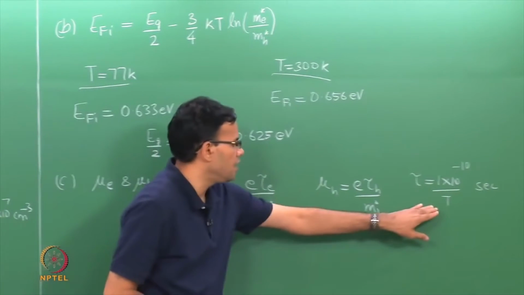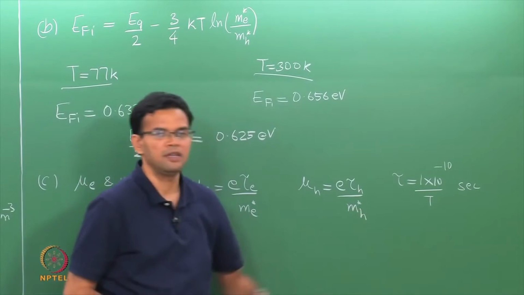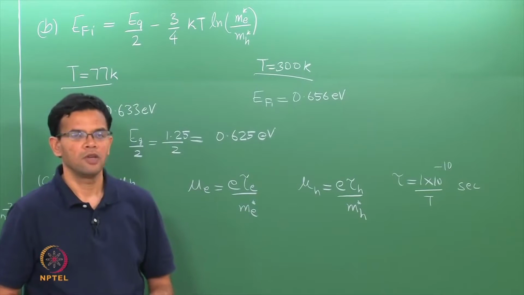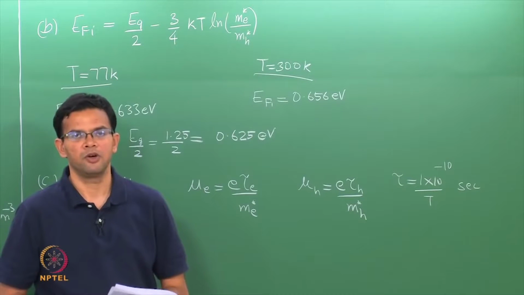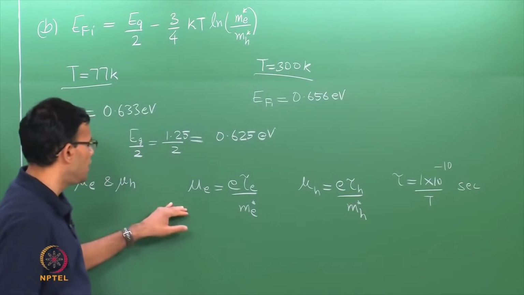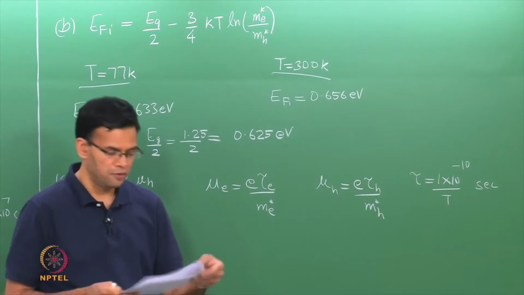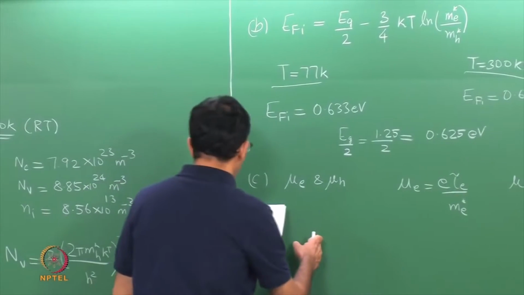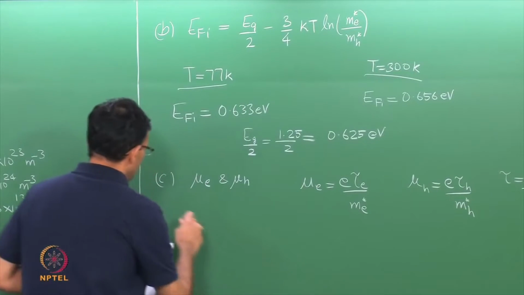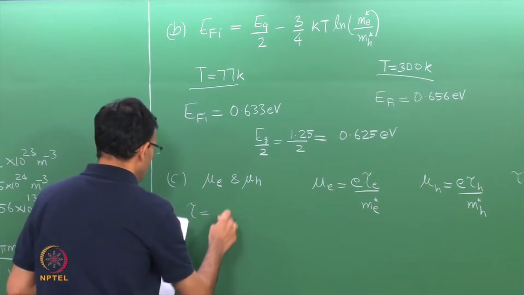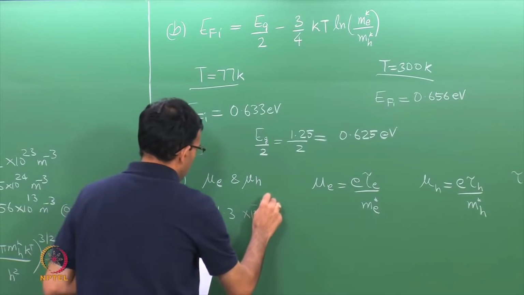So, once again we can calculate the values of tau. In this particular question, tau e and tau h are both the same, because we do not distinguish between electrons and holes, we only say it depends upon temperature. Once we calculate tau, we can go ahead and calculate mu e and mu h and get it for the two different temperatures. So, let me again write down, this side is 77 Kelvin, this side is 300 Kelvin. So, tau if you calculate is 1.3 times 10 to the minus 12 seconds.